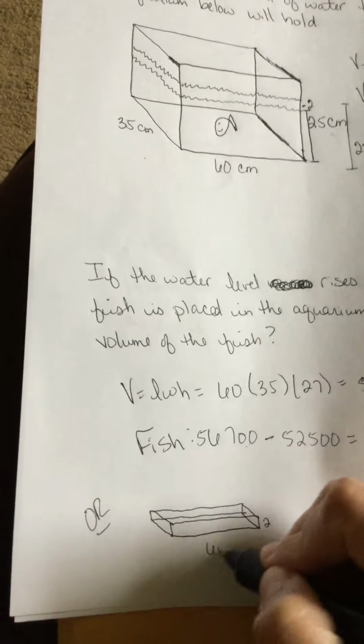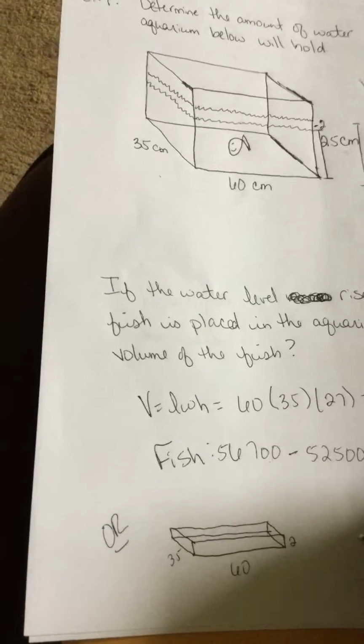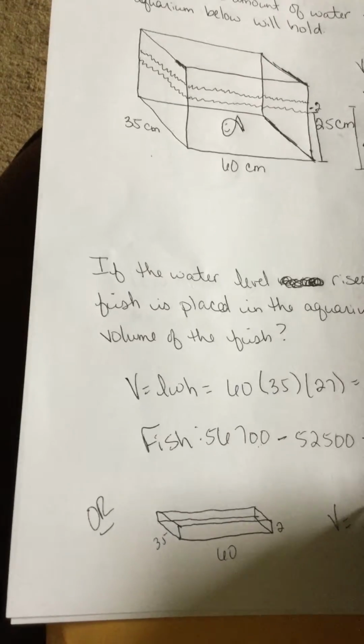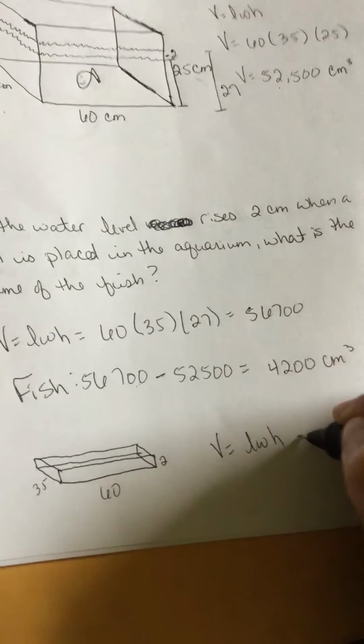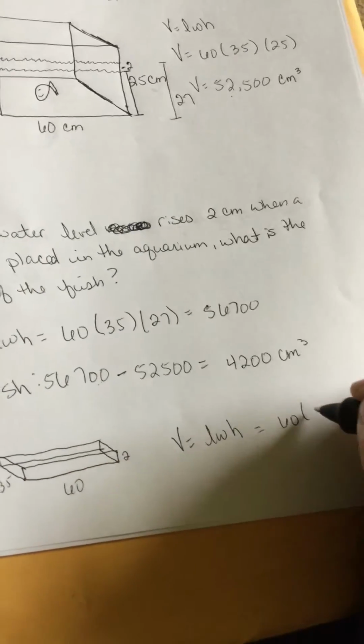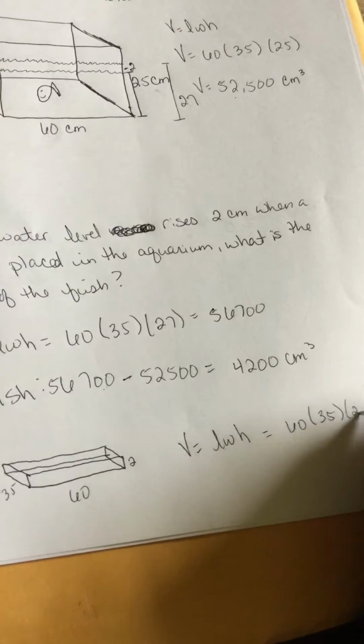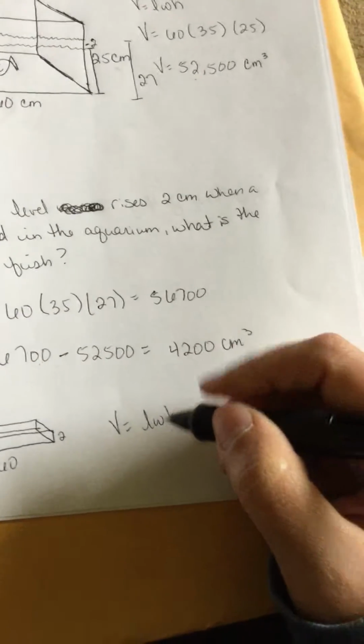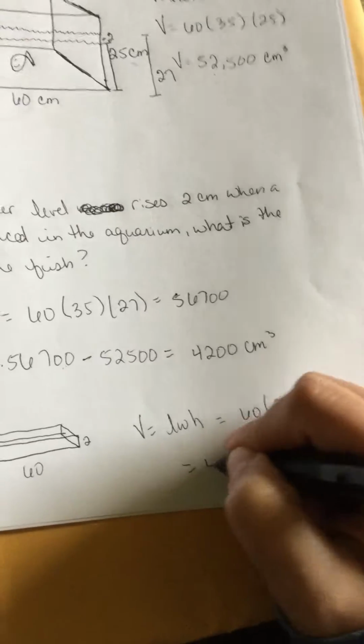So this is 2. 60 and 35 never changed, so this is still 60, this is still 35. So if you do that volume, still length times width times height, you get 60 times 35 times 2, and that also gives you 4,200.